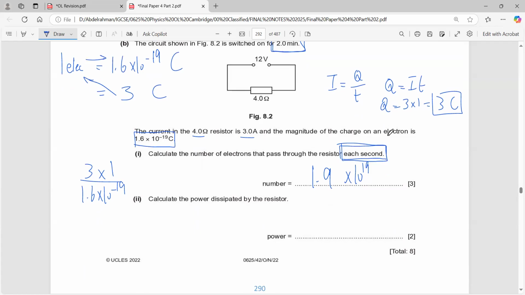Calculate the power dissipated by the resistor. How can I find the power? Power equals VI, in which the voltage is 12 volts and the current is 3 amperes. So power equals IV or VI, which is 3 times 12, 36 watts. Quite easy. 36 watts.